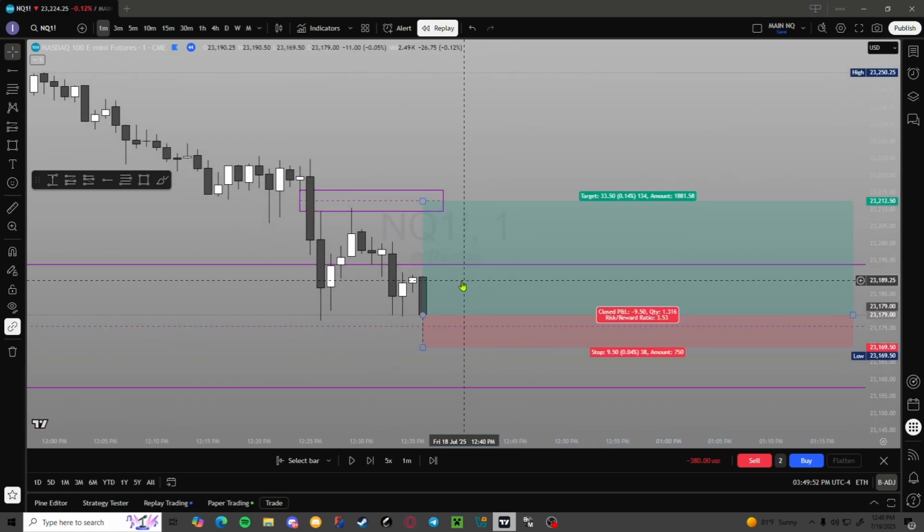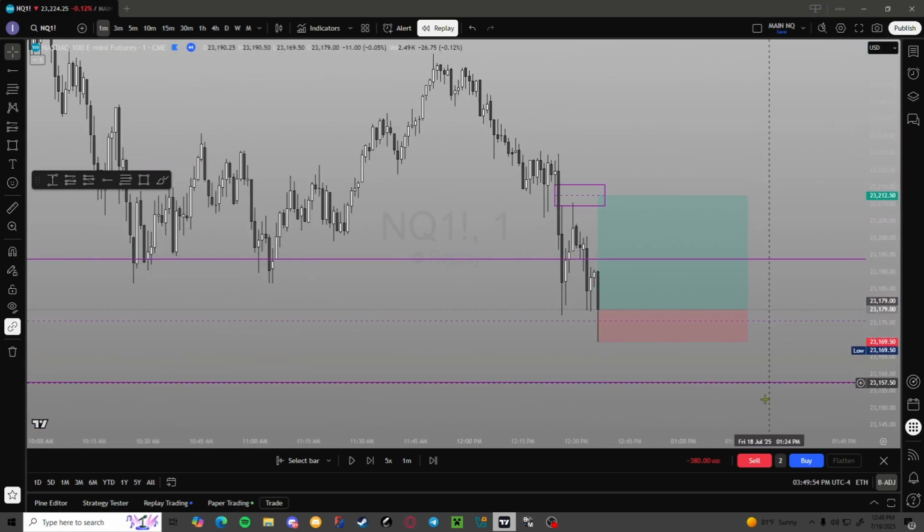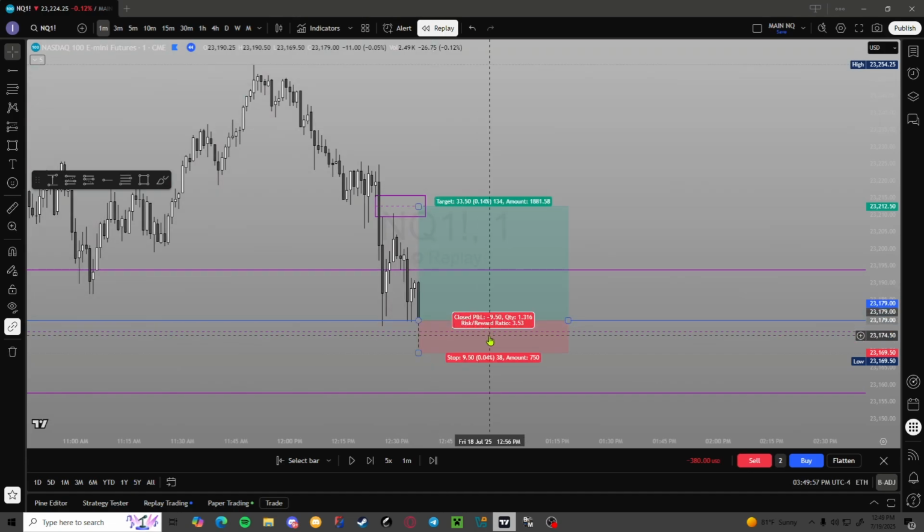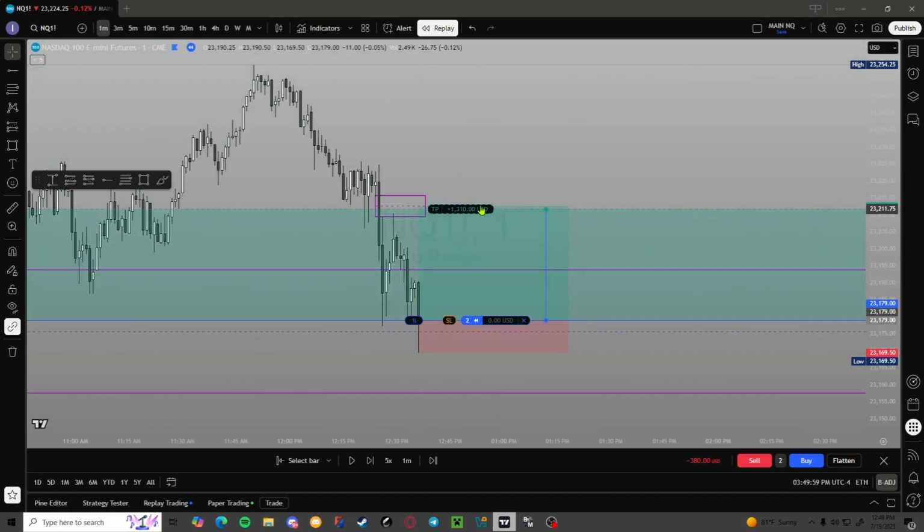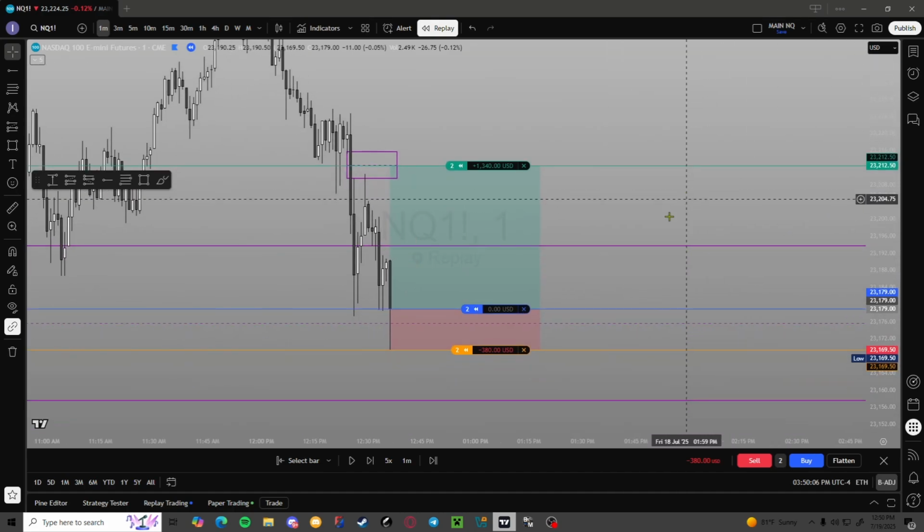Perfect. Close. Yep. So is that a 1 to 3? Hover over it. Yeah, it's a 3.5. Perfect. So if you don't have at least a 1 to 3, I would not take the trade. So that's pretty solid. And then this will probably go longer, honestly.